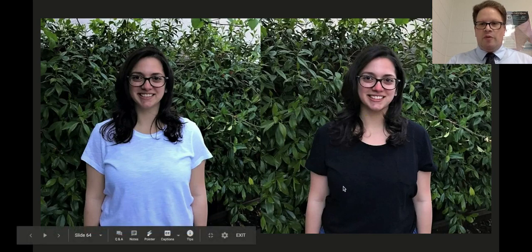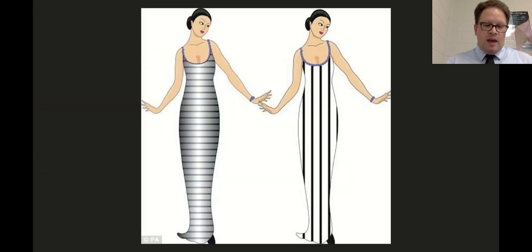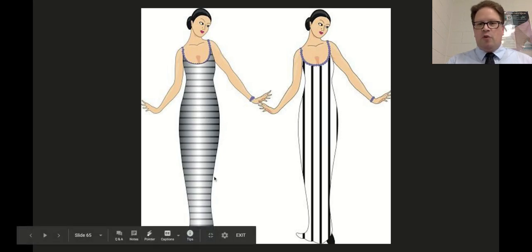Now, people often make use of illusion in choices of clothing and cosmetics, like how dark colored clothing usually makes a body look slimmer. So this is the same person, one with a white shirt on, one with a black shirt on. The black just naturally looks more slimming. And also the use of vertical stripes usually makes the body look slimmer. So horizontal stripes kind of make you look wider. Vertical stripes make you look skinnier. It's just one of those things.